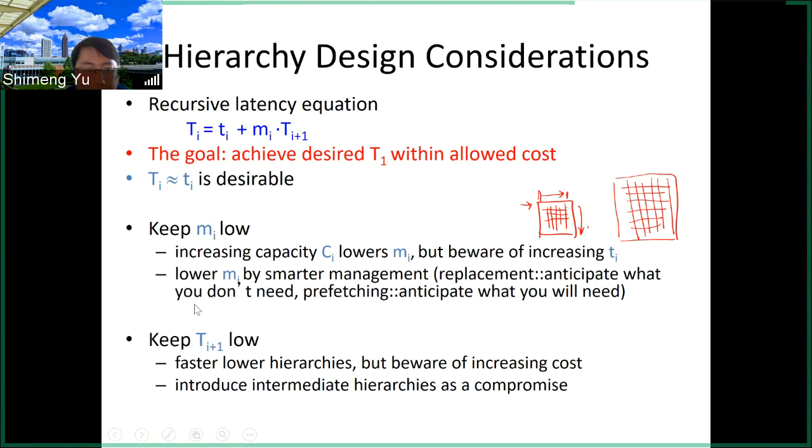And then you can also keep the big Ti plus 1 low. So you want to basically improve the lower level latency.